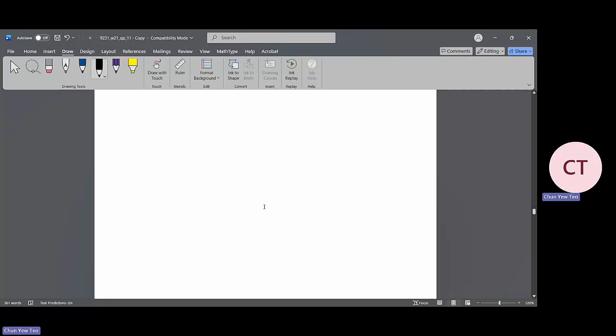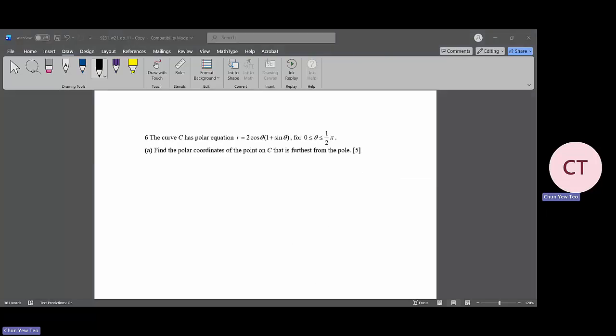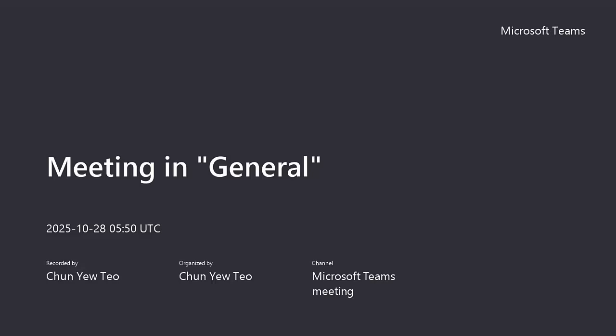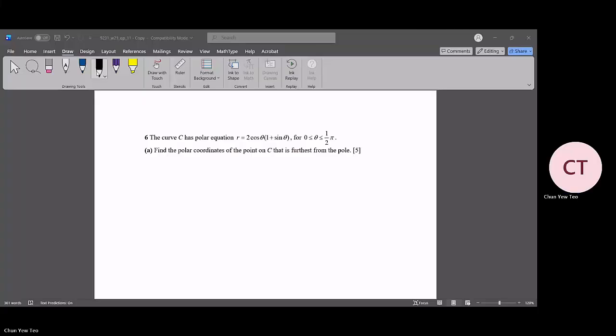And now move on. We have question number 6. We have the curve with the polar equation r equals 2 cos theta multiplied by (1 plus sine theta), for theta between 0 and pi over 2. Find the polar coordinates of the point on C that is the furthest from the pole. Furthest from the pole means we are looking for r max, the maximum r.